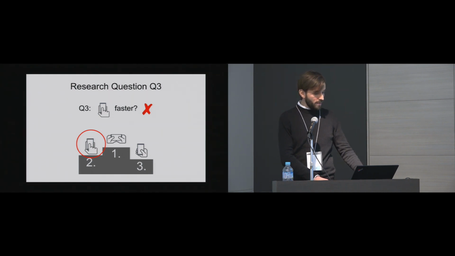This rejects research question 3. The two-handed index grip is not fastest. Instead, the two-handed thumb grip is the fastest. Also, there's no separation of the holding and the tapping hand. You tap with both hands.